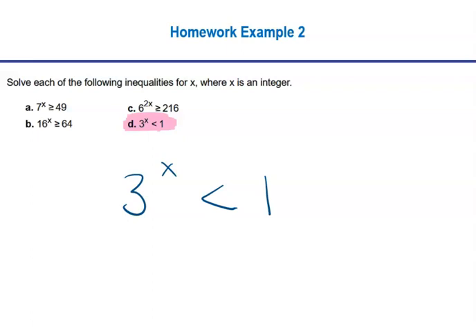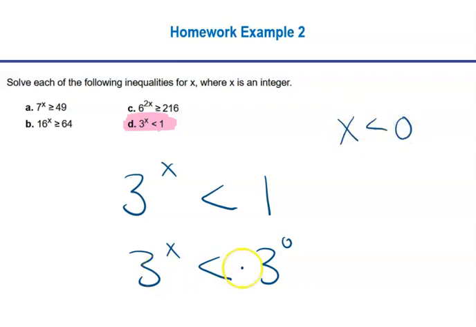Now really, this is just a thinking problem. One way you could think about it, though, if we write these as a common base, you could imagine that you got 3 to the x on the left and 3 to the 0, which is 1, on the right. Again, we need this side to be less than this side. So I know that x must be less than 0 because we have a base of 3, and when you have a base bigger than 1, the higher the exponent, the bigger the number.